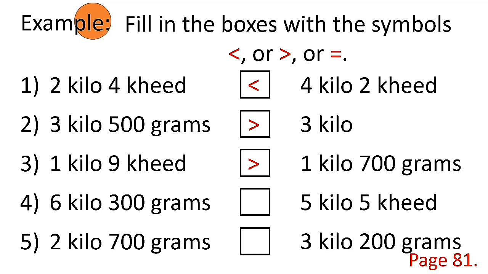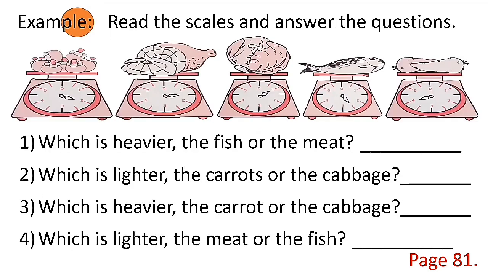Number four, 6 kilo and 300 grams box 5 kilo and 5 kid. 6 kilo, 300 grams is greater than 5 kilo and 5 kid. Number five, 2 kilo, 700 grams box 3 kilo and 200 grams. What sign will be here? 2 kilo, 700 grams is less than 3 kilo, 200 grams. Let's proceed here.